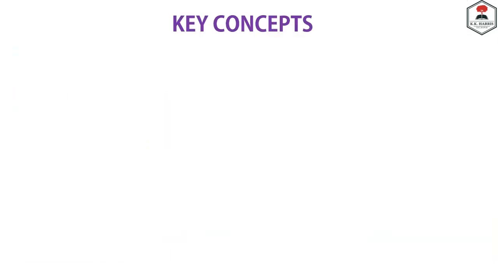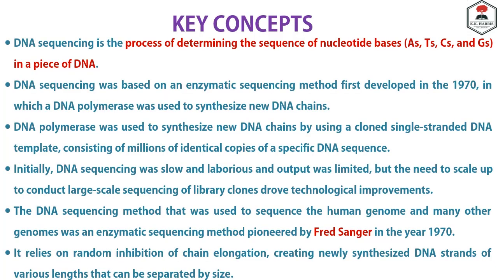Key concepts. DNA sequencing is the process of determining the sequence of nucleotide bases, as Ts, Cs, and Gs, in a piece of DNA. DNA sequencing was based on an enzymatic sequencing method first developed in the 1970s, in which a DNA polymerase was used to synthesize new DNA chains by using a cloned single-stranded DNA template, consisting of millions of identical copies of a specific DNA sequence.